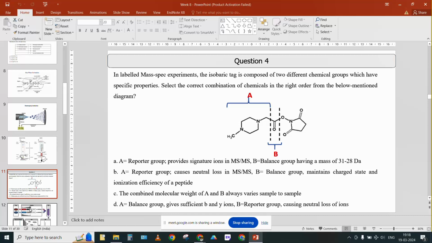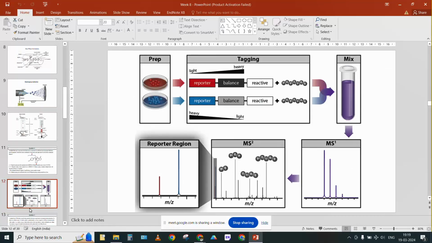Option C is that the combined molecular weight of A and B always varies from sample to sample. Option D is where A states that it's a balanced group that gives sufficient B and Y ions, so where B is the reporter group causing neutral loss of ions. Before getting deep into it, I'll just summarize some of the basic concepts and theories.